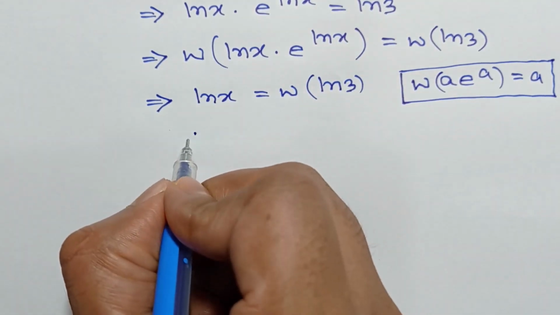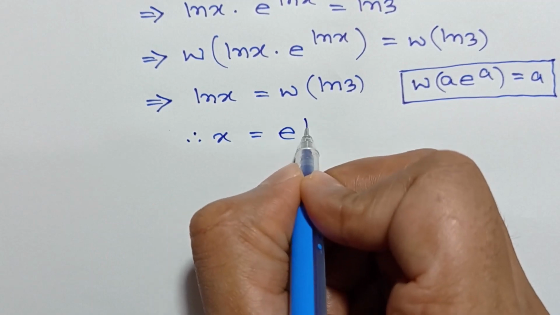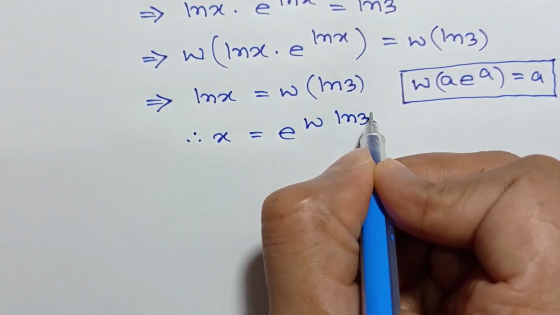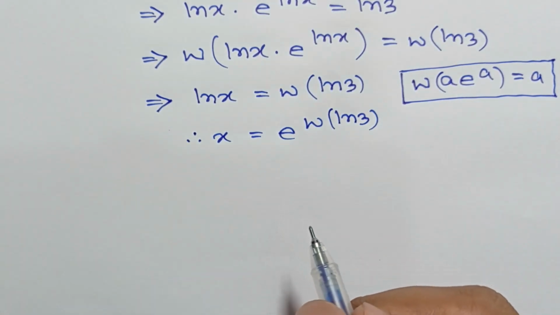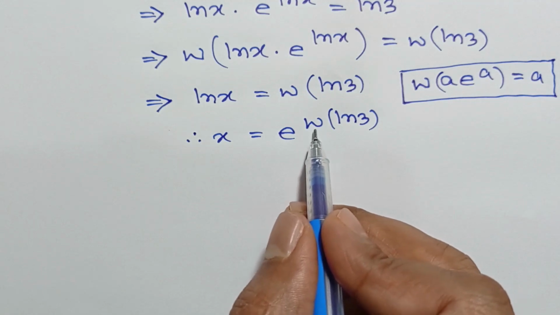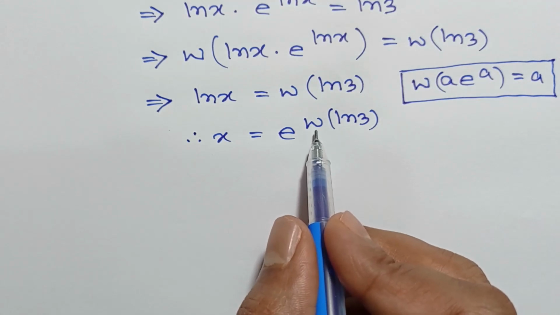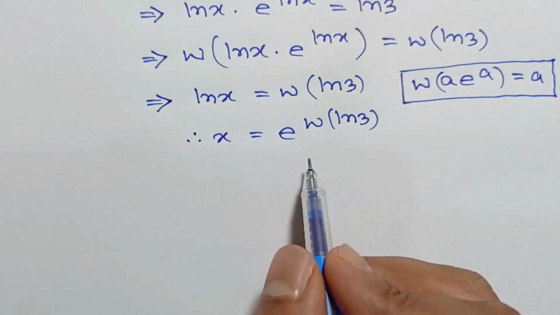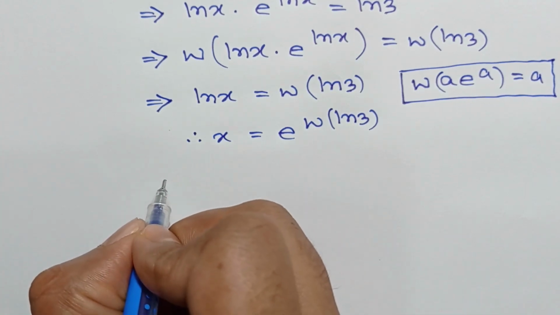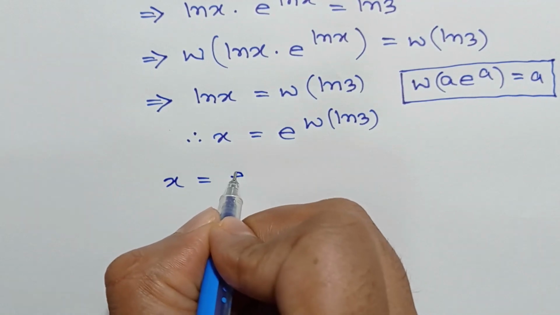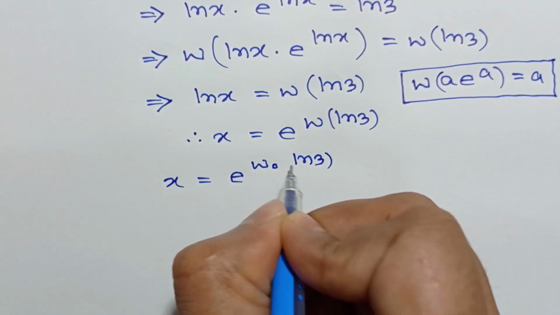So the value of x is equal to e to the power W of ln of 3. This is the general solution of this equation. The Lambert W function is a multi-valued function. The subscript of W can be any integer. When the subscript of W is 0, then the value of x is equal to e to the power W naught of ln of 3.